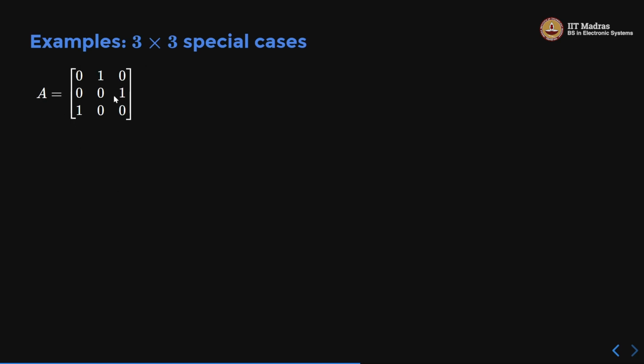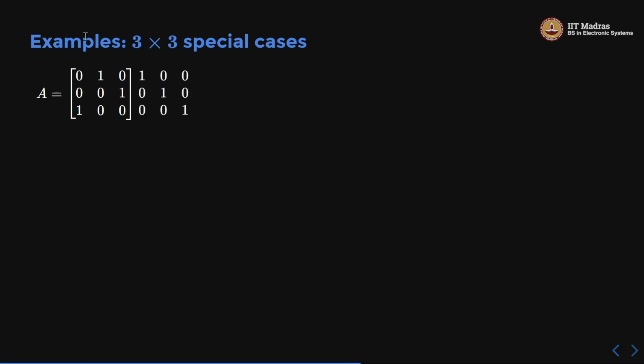These are special matrices. In fact, if you take this matrix and multiply by x1, x2, x3, you will get a permutation of x1, x2, x3. You'll in fact get x2, x3, x1. So it's a permutation. Any matrix which has only a single 1 in every row and a single 1 in every column becomes a permutation matrix. So what about the inverse of a permutation matrix?